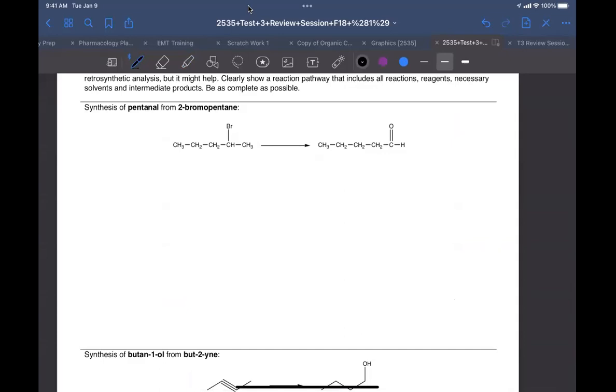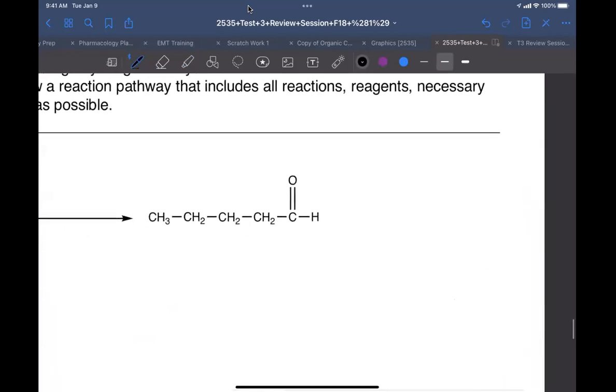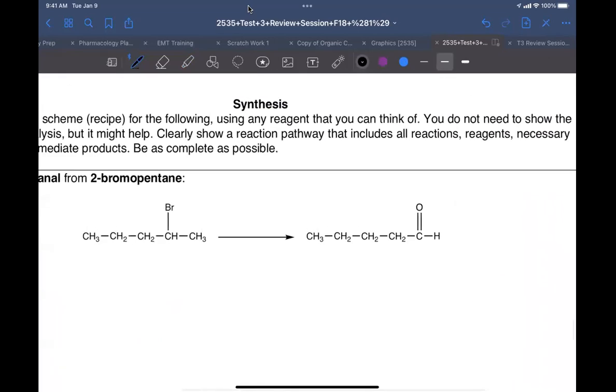Right here we have a 2-bromopentane. And then we have a pentanal, just an aldehyde. How do we get from a bromine to an aldehyde? Well, we have to have multiple steps.